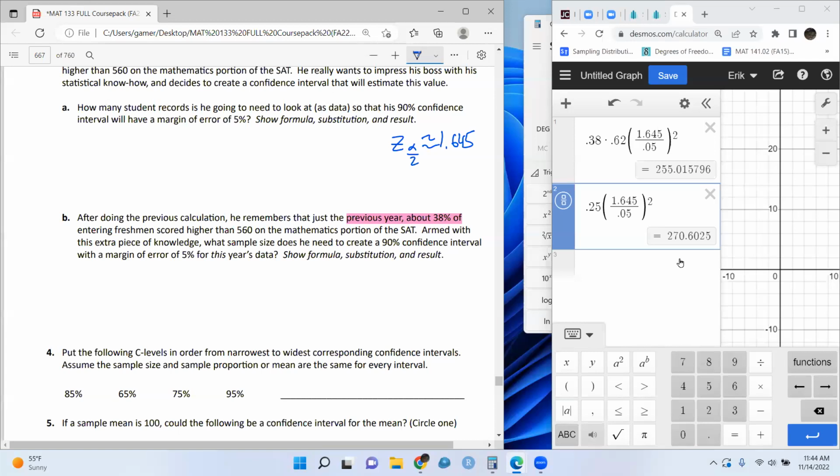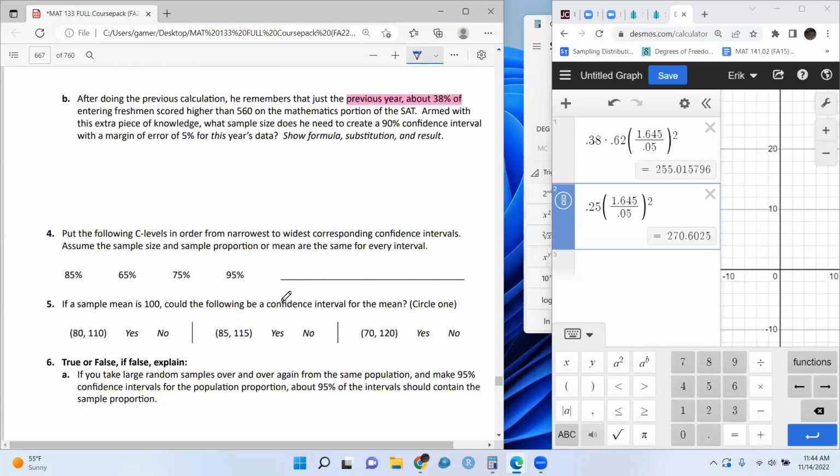So 4 is an interesting question. We're supposed to put these in order from narrowest to widest intervals. If you think just conceptually, the wider your interval, the more confident you can be that your answer is in there. The more narrow your interval is, the less confident you can be that your answer is in there. So it would be 65, 75, 85, 95.